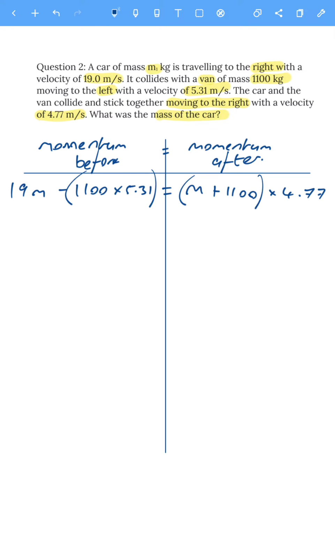So first of all, let's do the 1100 times 5.31. So 1100 times 5.31 would be 5841. So I've got 19m minus 5,841 equals, and then let's multiply out this bracket. So I've got 4.77 lots of m. Plus, and then we're going to do 4.77 times 1,100, which gives us 5,247.